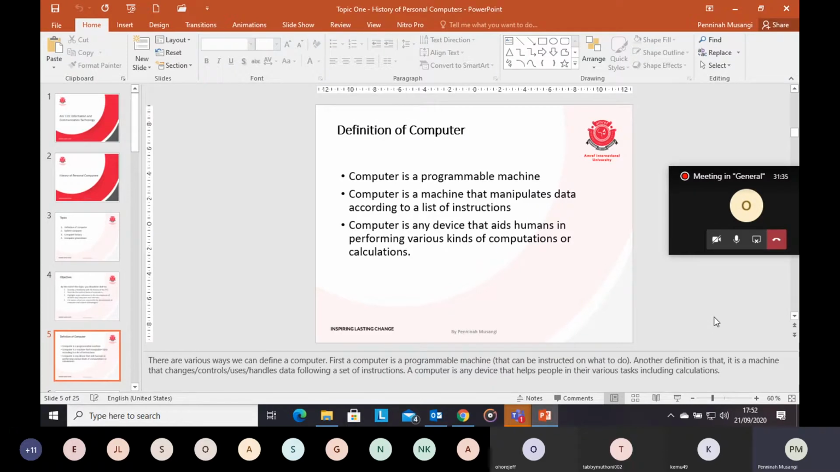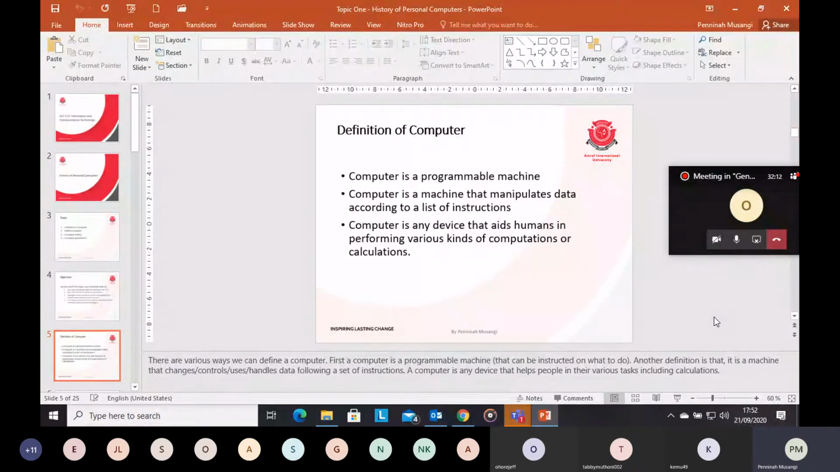Another definition is that a computer is a machine that manipulates data according to a list of instructions. What we mean by manipulated data is to change data, to control, to use, or even to handle data. But in controlling, in changing, in using this data, it has to do this following a set of instructions. And this set of instructions are issued by human beings. So it manipulates data following those set of instructions.